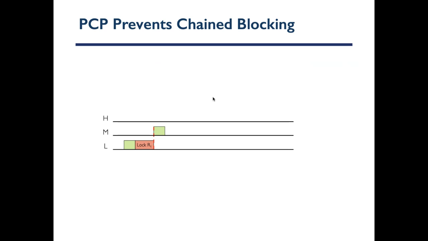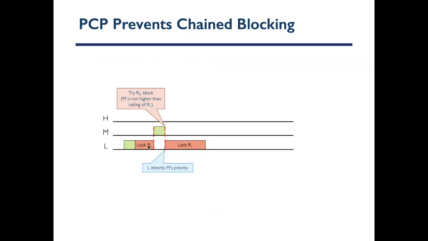So let's say M comes. Now M wants to lock R2, but it gets blocked because M is not higher than the ceiling of R1. So the ceiling of R1 is H because I think H also wants it. So at this point, M will be blocked. We will go back to L.